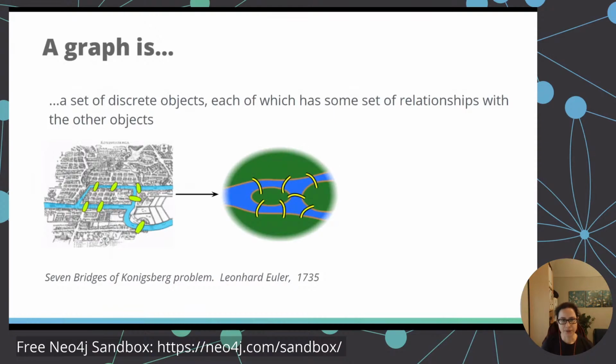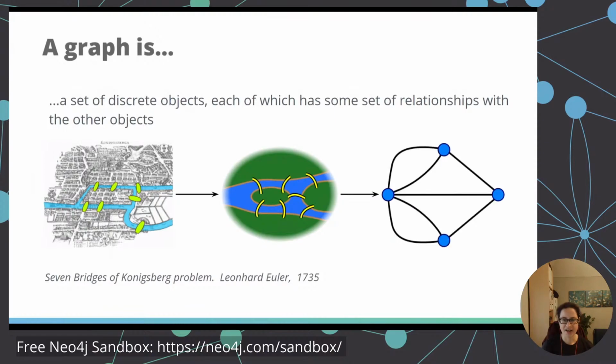What he did was simplify this problem, because what we're actually interested in are these 4 discrete entities, these 4 land masses, and the different ways that they're connected, so these bridges. Effectively he said, let's take those 4 land masses and say these are discrete objects, and let's take these 7 bridges and say these are the relationships connecting them. And thus graph theory was born.